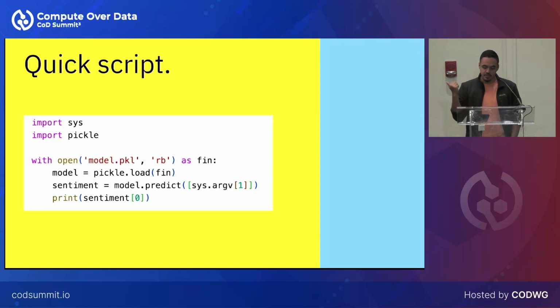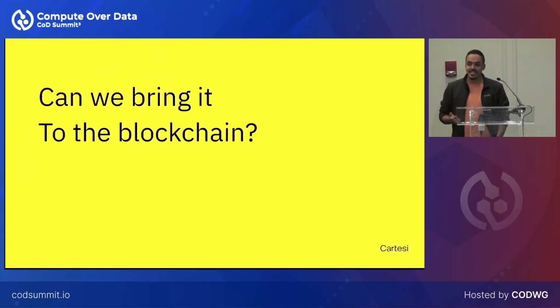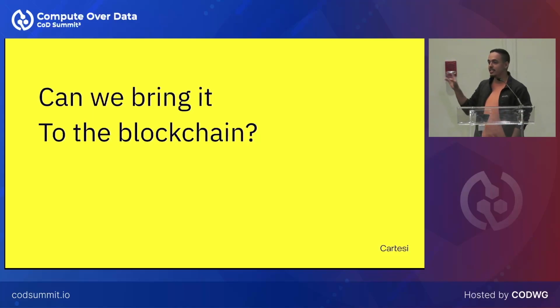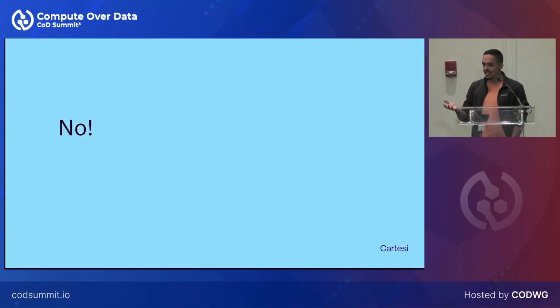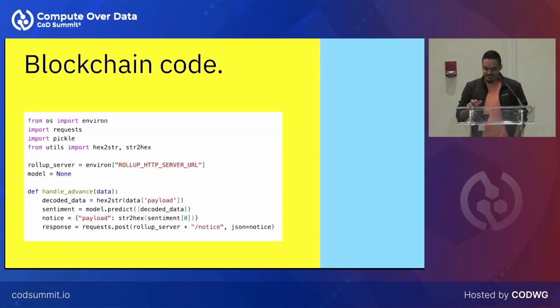So to use that thing, we basically just go to our terminal and send a message. In this case, God Summit is awesome. And I think it is a positive sentiment, I guess. But then, can we bring it to the blockchain? Can we bring this kind of code to the blockchain environment right now, such as it is? And many would say just no. You would go through a lot of hoops to actually make it possible. But it actually is possible right now.